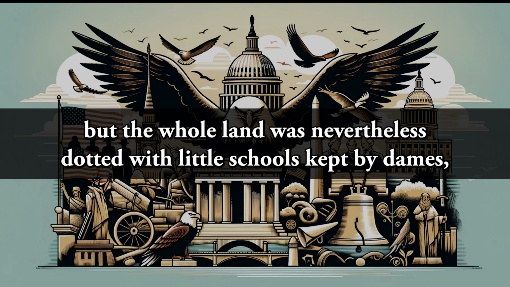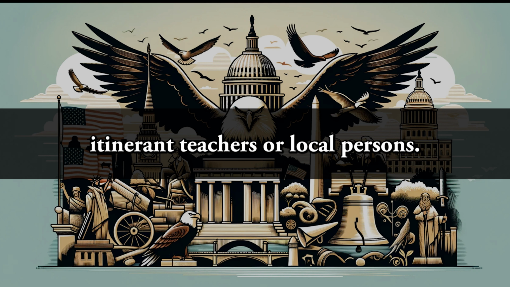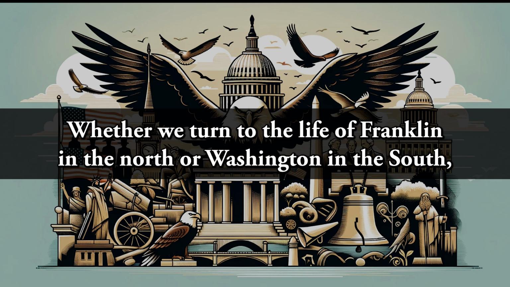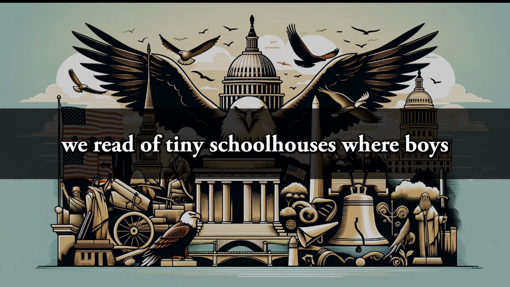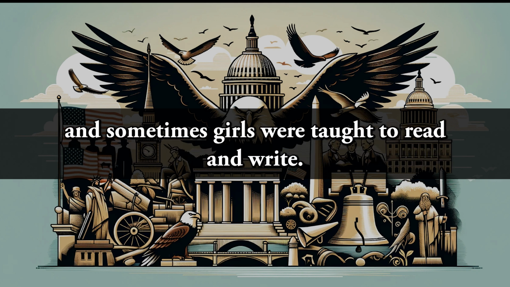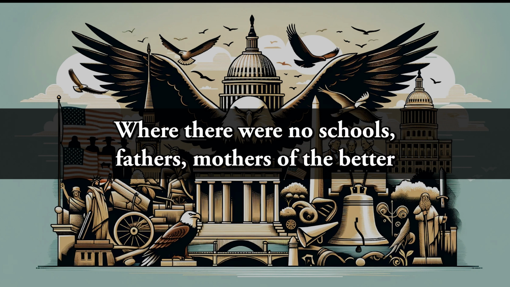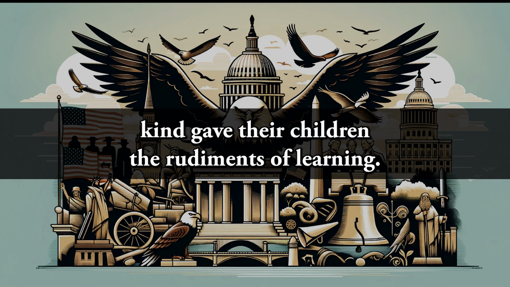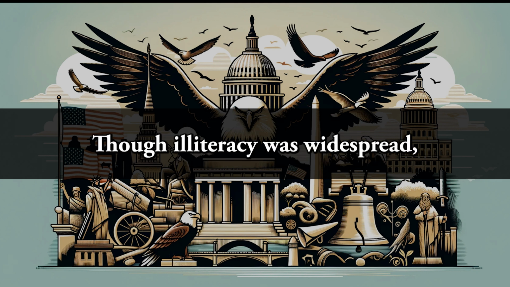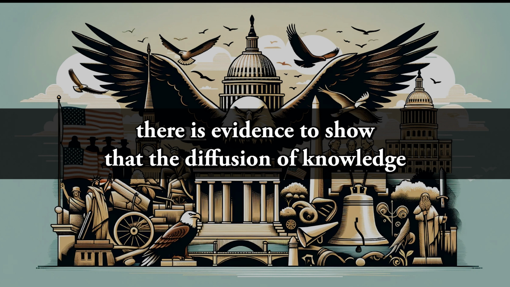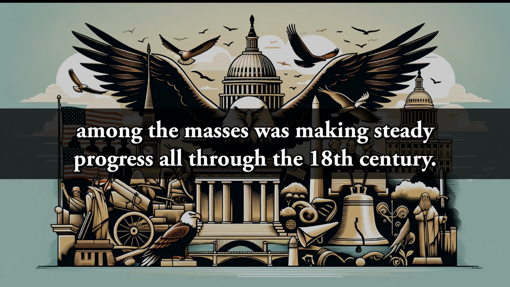Outside of New England the idea of compulsory education was not regarded with the same favor, but the whole land was nevertheless dotted with little schools kept by dames, itinerant teachers, or local parsons. Whether we turn to the life of Franklin in the North or Washington in the South, we read of tiny schoolhouses, where boys, and sometimes girls, were taught to read and write. Where there were no schools, fathers and mothers of the better kind gave their children the rudiments of learning. Though illiteracy was widespread, there is evidence to show that the diffusion of knowledge among the masses was making steady progress all through the 18th century.